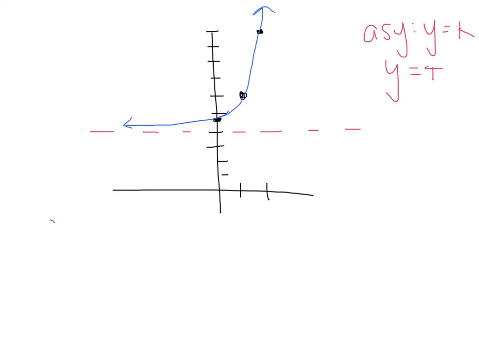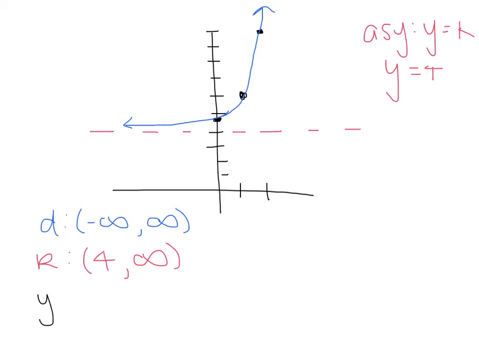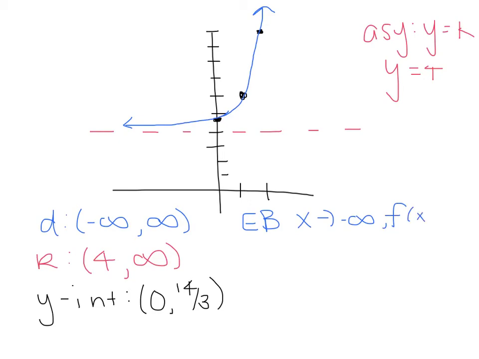All right, let's talk about the domain. The domain is still negative infinity to positive infinity. The range is going to start at where the asymptote is, so it's 4 to infinity. The y-intercept, we found, is the point 0, 14/3. The end behavior: as x goes to negative infinity, f of x is getting closer to 4. As x goes to positive infinity, f of x is going towards infinity.